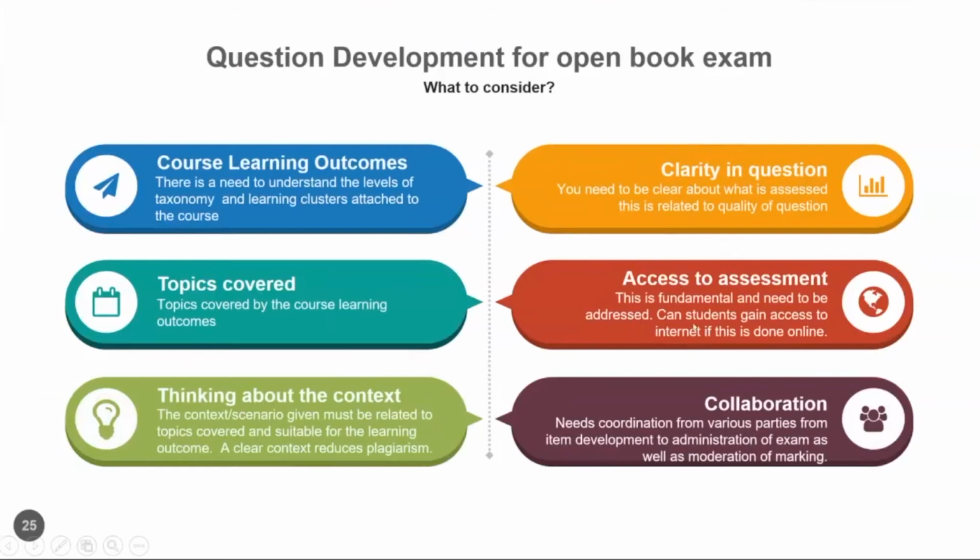Now this one is the next question. This is actually once everything is in place. I mean, you've done your part. Now you've got to find out whether students are able to access and do online assessment. So this is fundamental and needs to be addressed, because what's the point of having online assessment if students cannot get access to internet, good internet, right? So those are the considerations that you need to consider first.